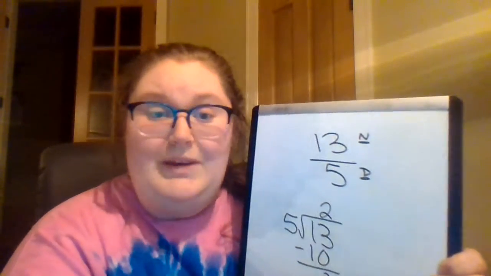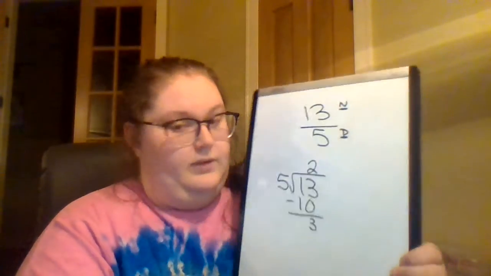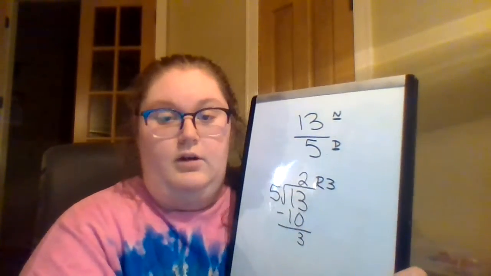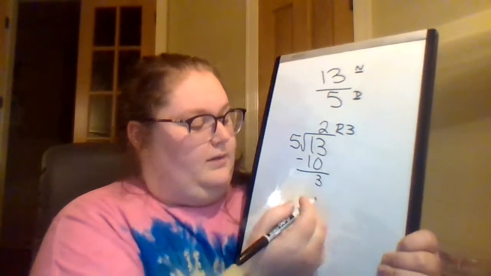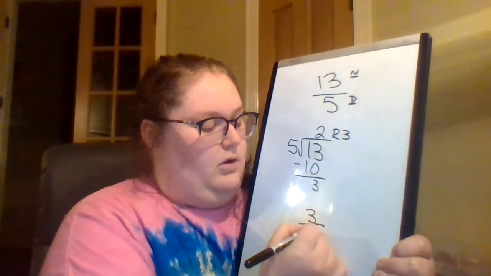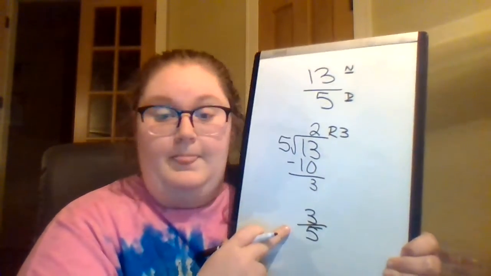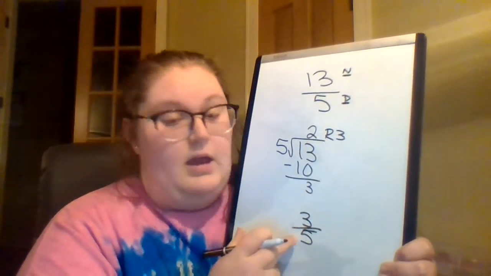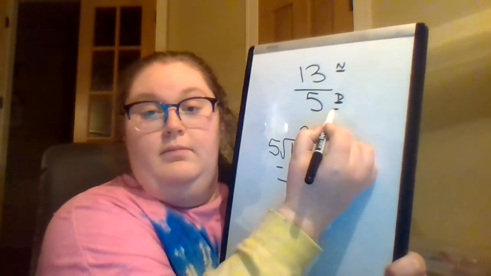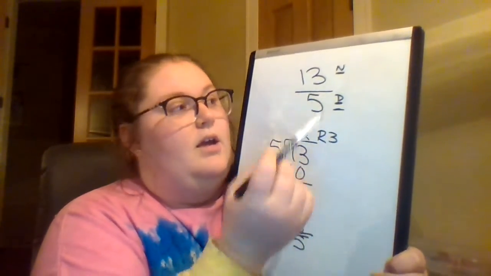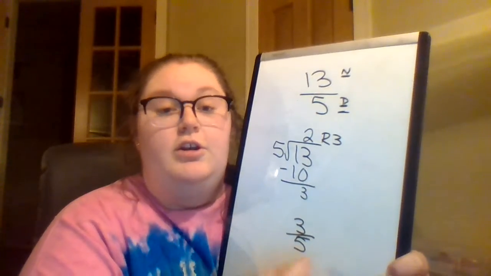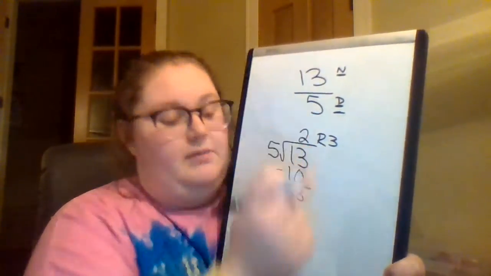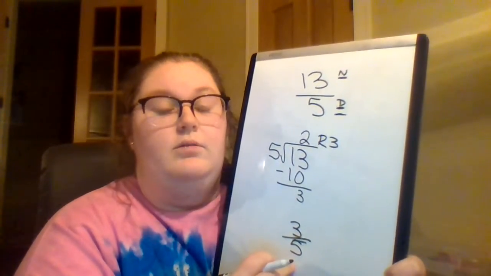And you're asking, well, can we keep going? No, don't keep going. This is our remainder of 3. So we have 3 over 5. So we have a new numerator, and our denominator stayed the same. When you're converting improper fractions to mixed numbers, your denominator is always going to stay the same, no matter what. If this was a 7, this is still going to be a 7, okay?